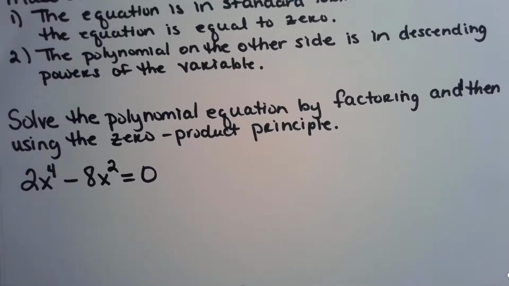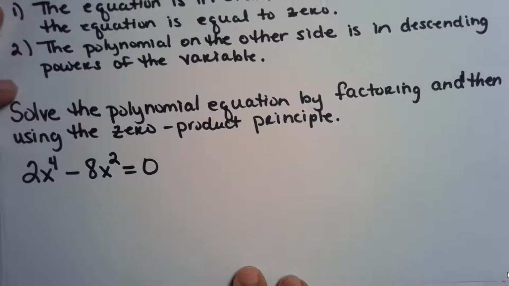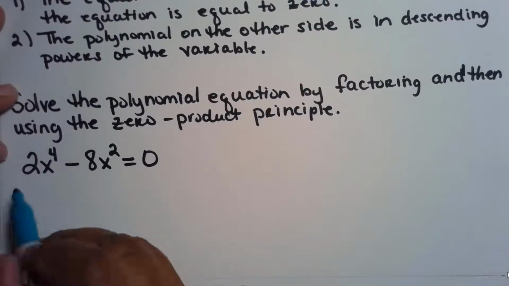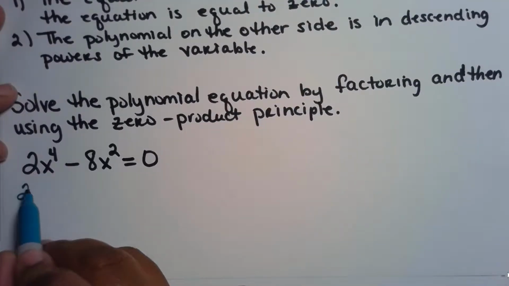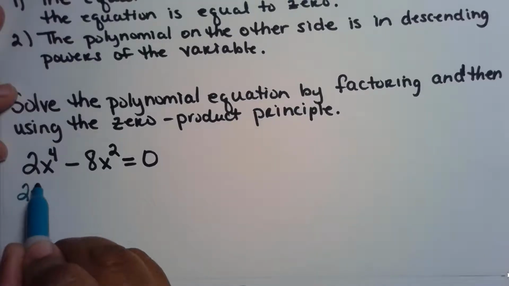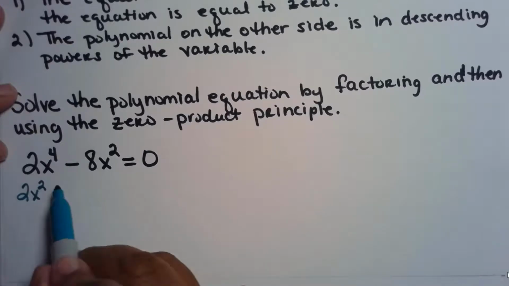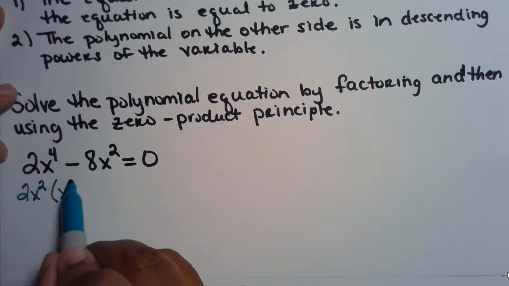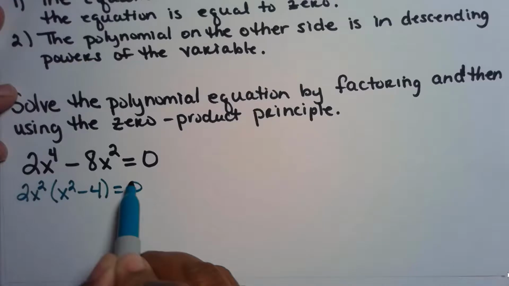So as we factor this equation, let's go back over the factoring methods. Is there a GCF that can be factored out of both of these terms? If so, what? We can factor out a 2. So we're going to factor out a 2 and what else? x squared. So we're going to factor out 2x squared, and we're left with x squared minus 4 equals 0.